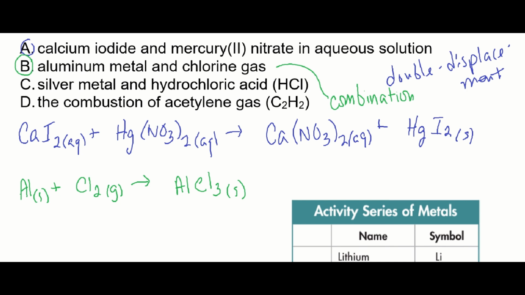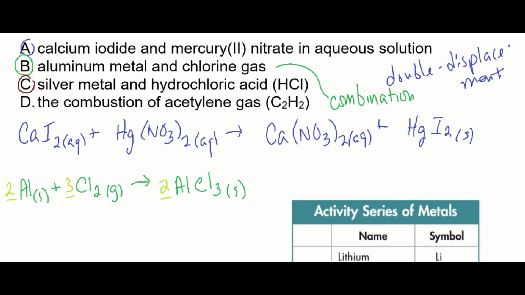Let's balance this. We need a least common multiple of 6 for the chlorine atoms. So we can multiply the chlorines on the reactant side by 3 and the chlorines on the product side by 2. Don't forget to update the aluminum. And to rebalance the aluminum, we need a 2 in front of the aluminum on the reactant side. So there's your balanced equation for the combination reaction between aluminum metal and chlorine gas.